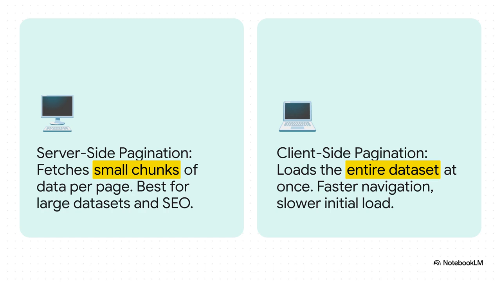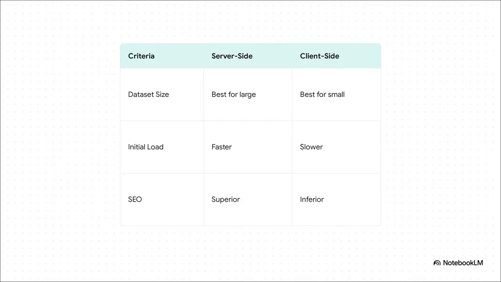Are you going to fetch data in small, bite-sized chunks from the server every time a user clicks Next? That's server side. Or are you going to just dump the entire dataset on the client's browser all at once and let it handle flipping through the pages? That's client side. The trade-offs here are pretty stark. Server-side, without a doubt, is the champion for large datasets. It gives you a much faster initial load, and it's way better for SEO, since every page has its own unique indexable URL. Client-side? It really only makes sense for smaller datasets, where you can get away with a slower initial load time.